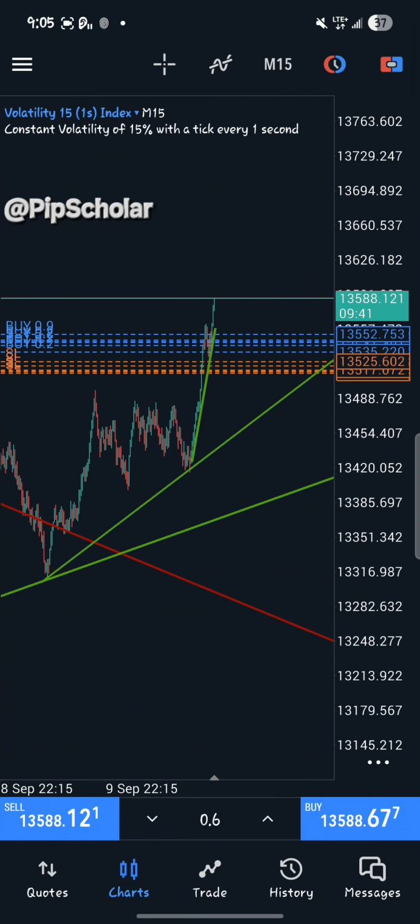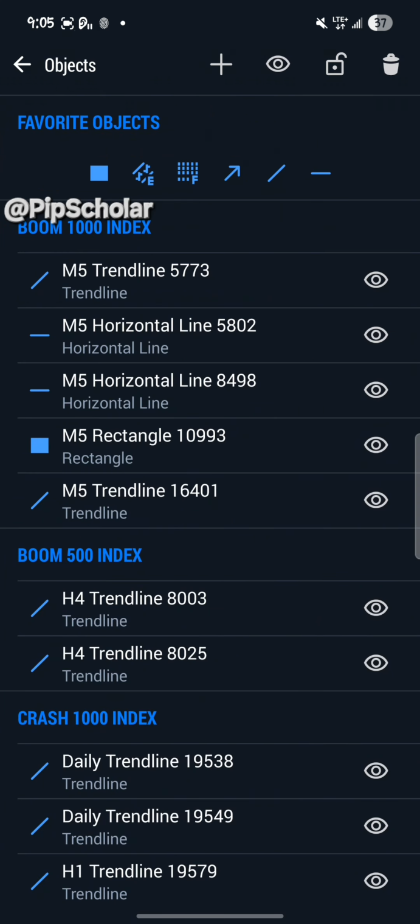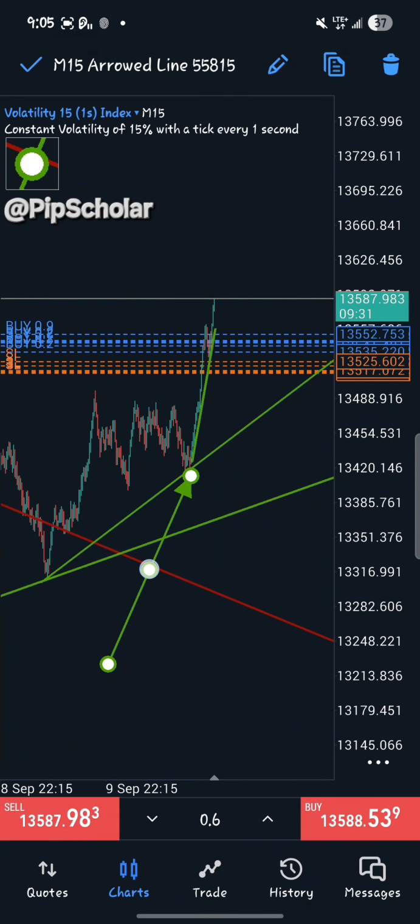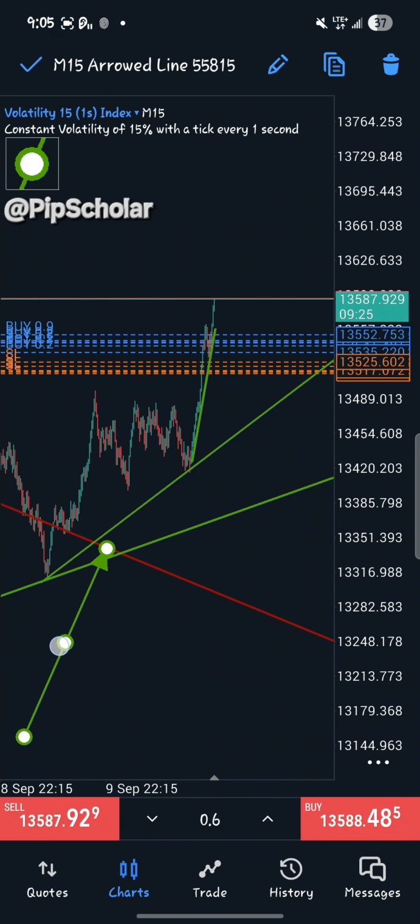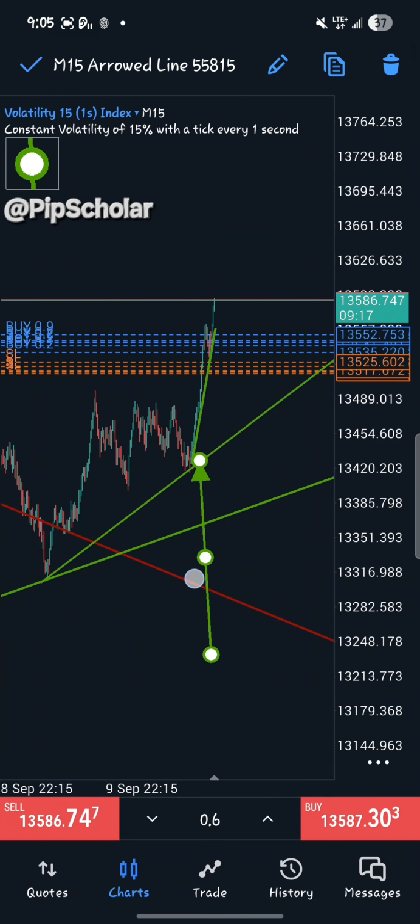So I have been holding this trade for some time now because I was waiting for the market to get to this point before entering. Although I missed this one, I was waiting for it to come back and hit this trend line here, and that is what it did.